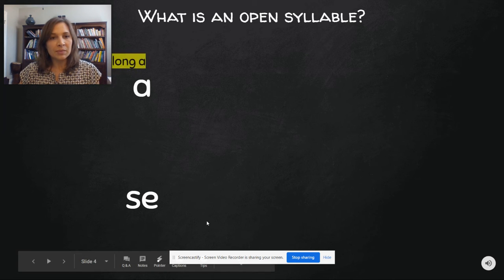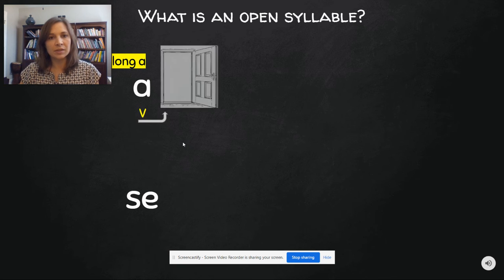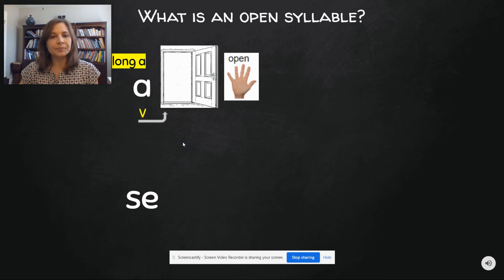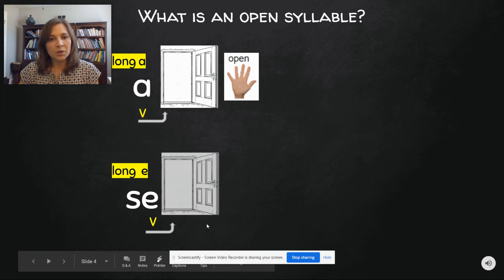So we're going to practice the same thing. A, long A, the vowel is at the end of the syllable. There's nothing behind it. When you look to the right, nothing's there. It's an open door, open syllable. Look at C. It says E. It has the vowel at the end of the syllable. Nothing is to the right of the syllable. It's an open door or open syllable.